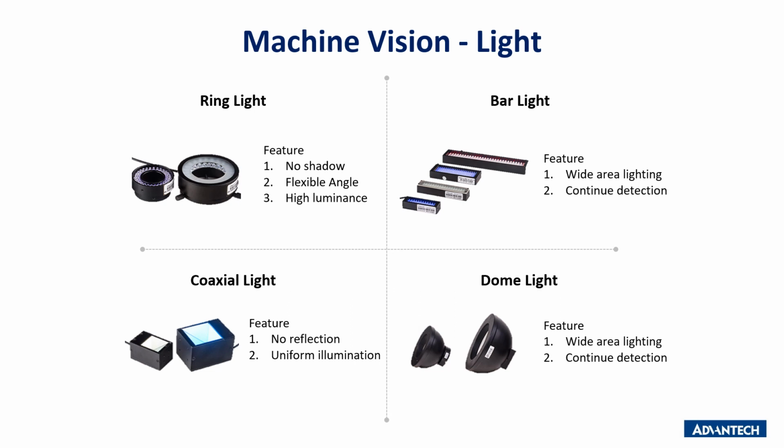Second is bar light. This kind of light has high luminance and wide area lighting. Therefore, it will be used in the production line for continued detection.